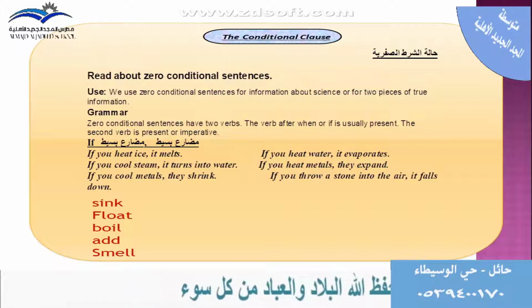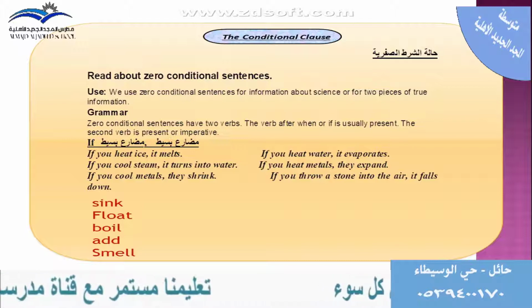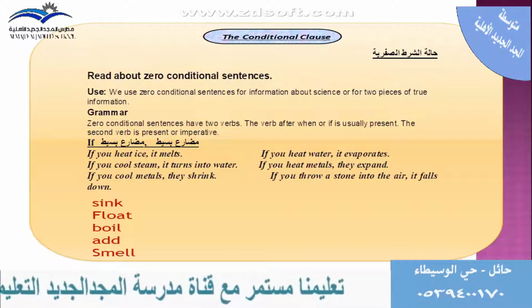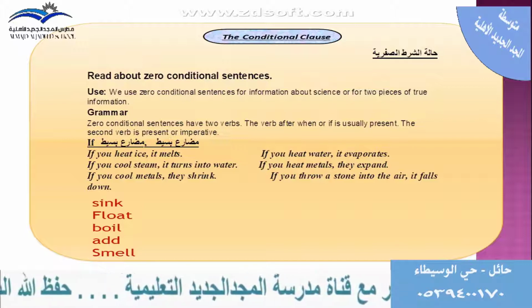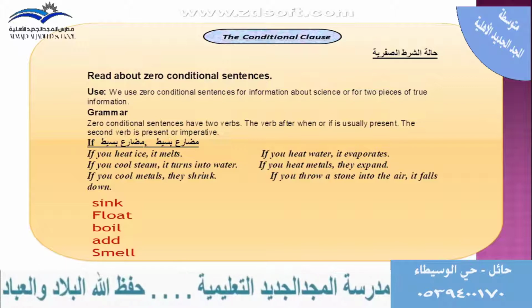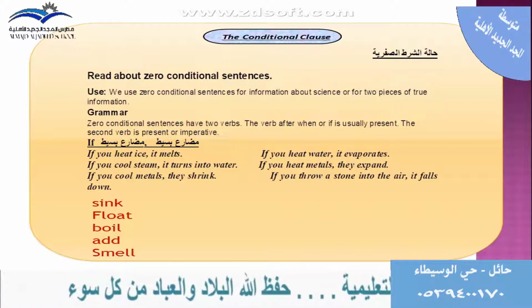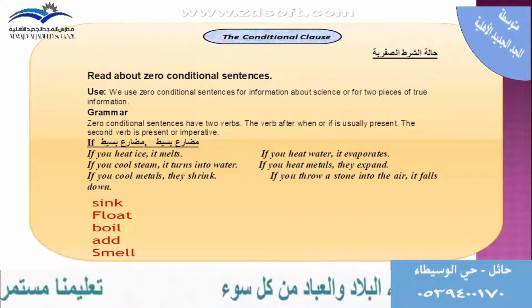Okay? Zero condition sentences have 2 verbs. The verb after when or if is usually present, and the second verb is present simple. If and when are followed by present simple مضارع بسيط. The second part will be present simple. When we express a fact, a science fact, حقائق علمية.